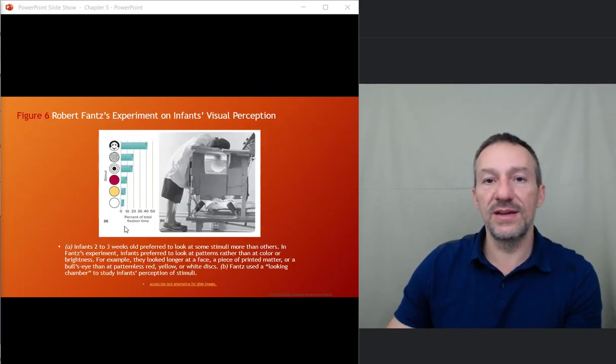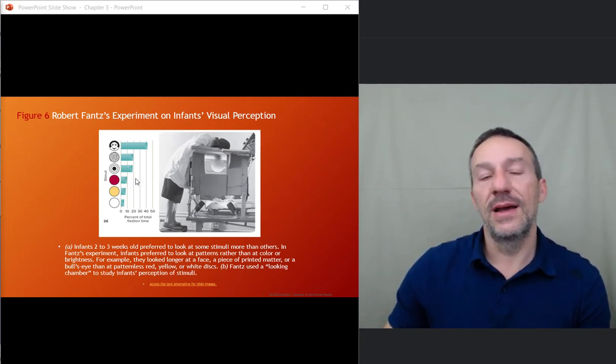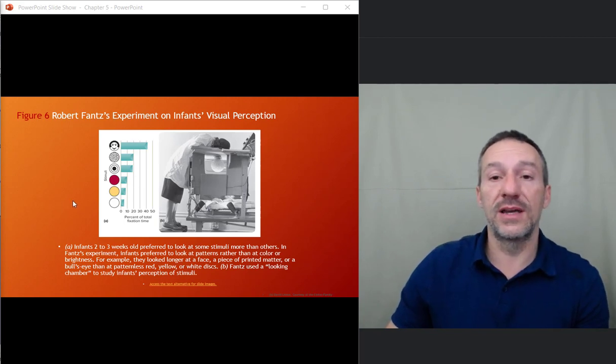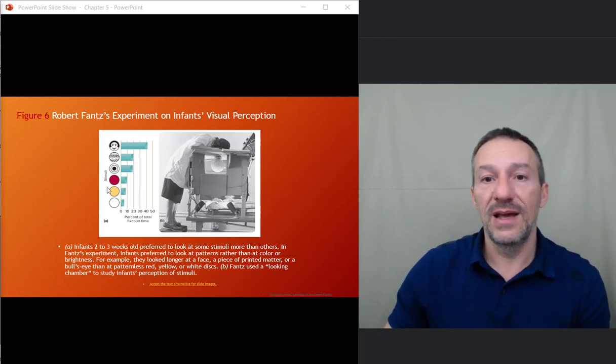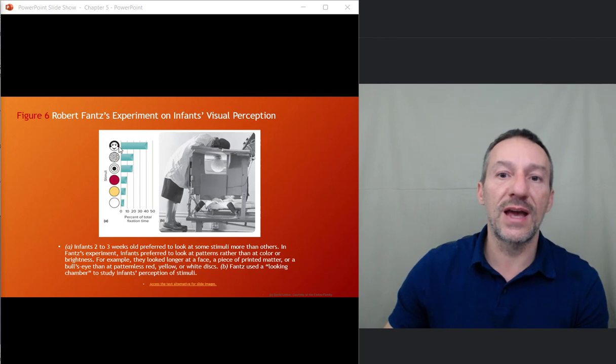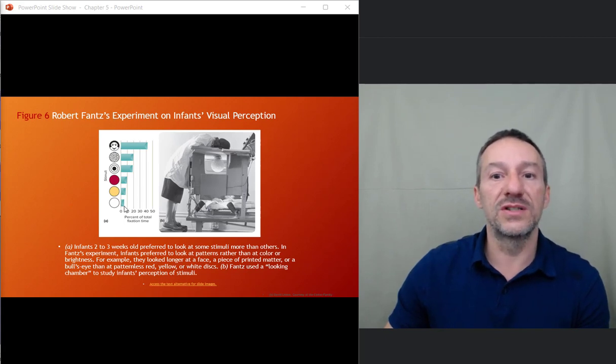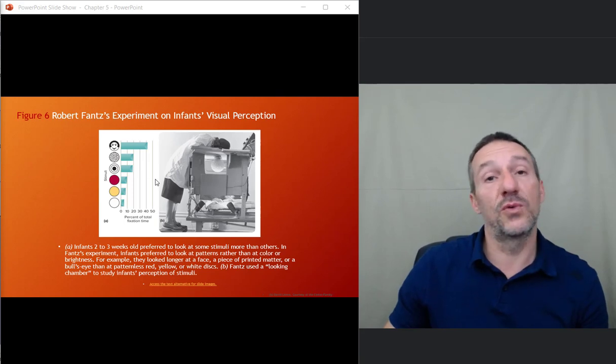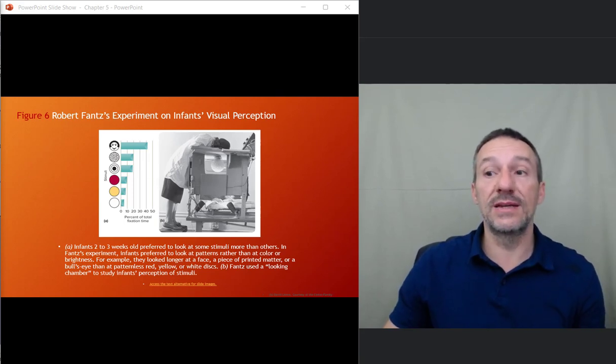And they show it's a pretty famous experiment on infants' visual perception. They would show these different stimuli, and then they would record how long a kid would want to look at that stimuli. And they definitely preferred to look at faces over just a blank circle. And they did prefer patterns over just colors. The point being, there's several points there, but one of the points is that they definitely have a preference for looking at faces. You're born with that innately.